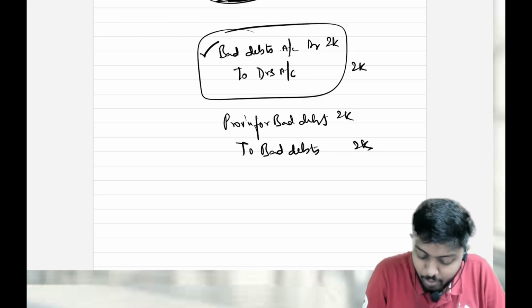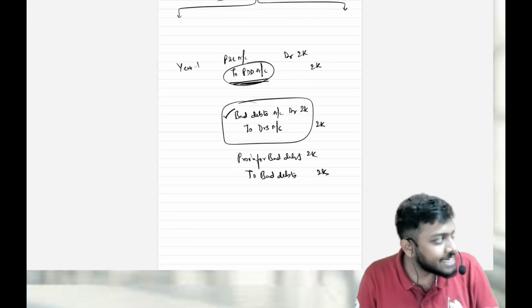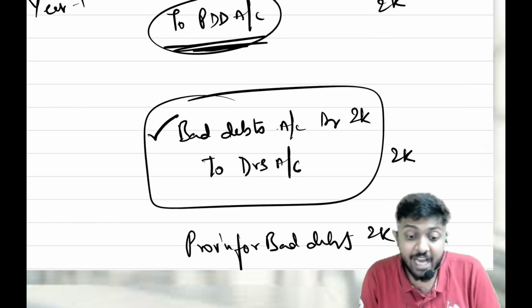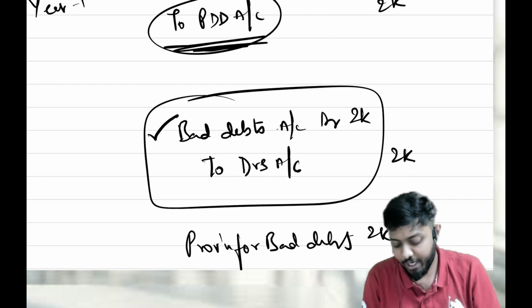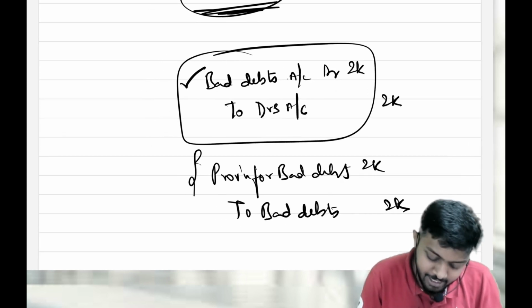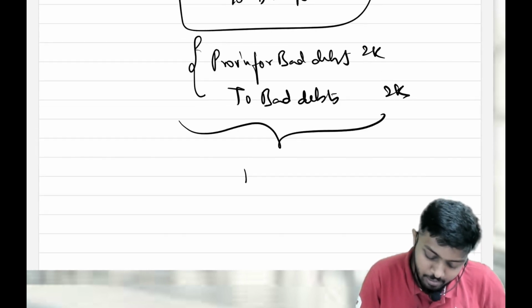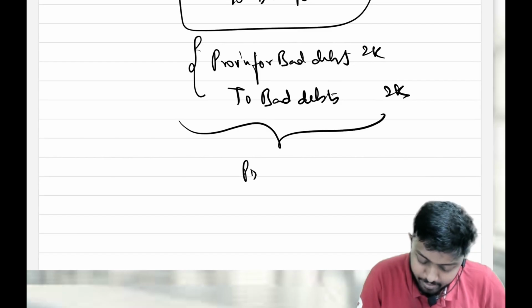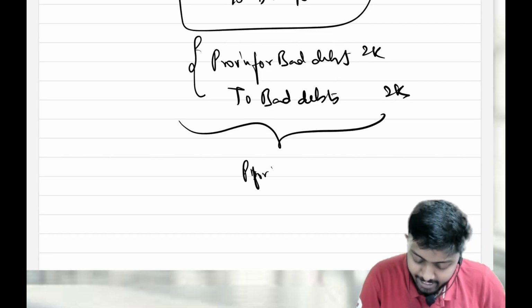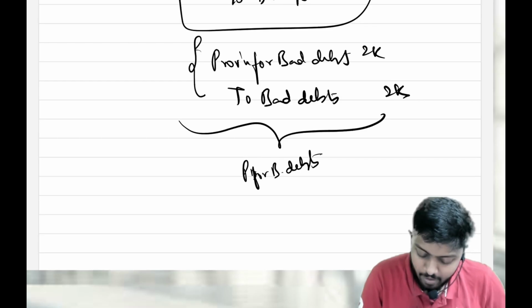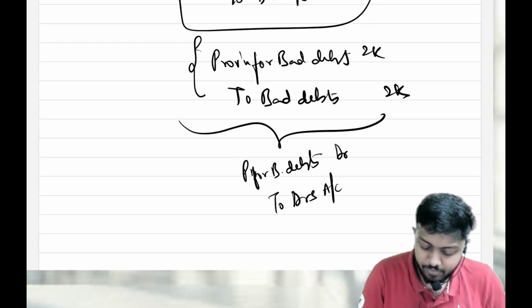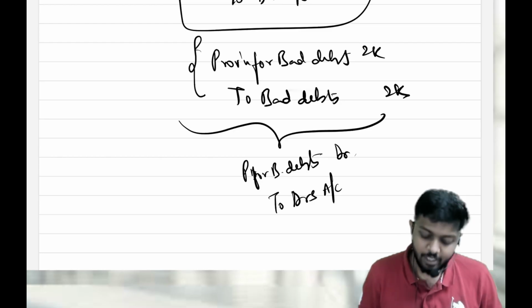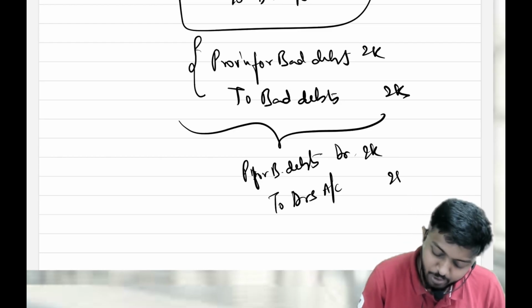So basically, when the actual bad debts happen, we do bad debts to debtors, but provision was already there. So I'll use provision for debtors instead. Here I have rectified. So the net entry comes to provision for bad debts account debit, to debtors. 2K, 2K. Sir, next what to do?